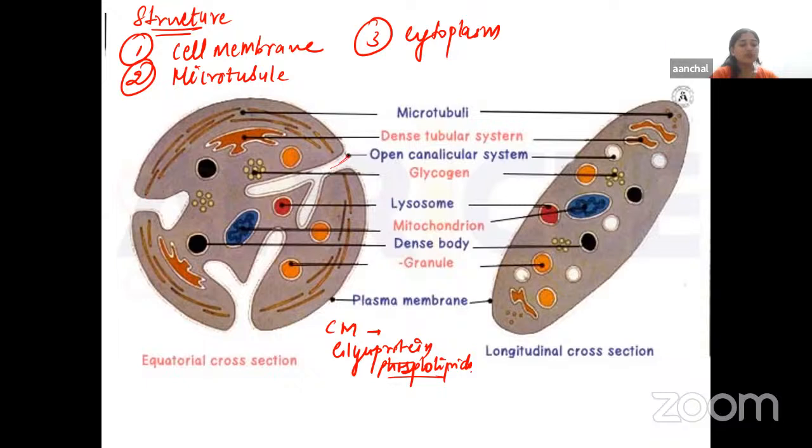Glycoproteins are responsible for preventing the adherence of platelets to normal endothelium, but they also accelerate the adherence of platelets to collagen. Now, what is adherence? Why is this adherence important? That we're going to learn in hemostasis.